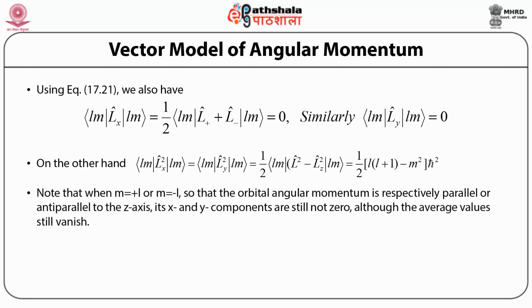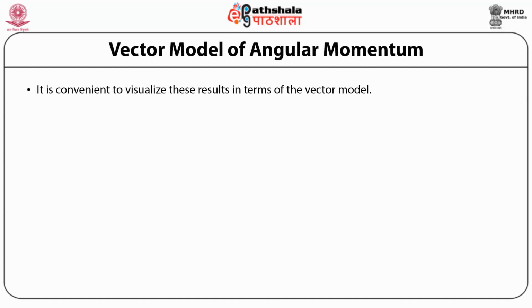Note that when m is equal to +1 or m is equal to −1, so that the orbital angular momentum is respectively parallel or anti-parallel to the z-axis, its x and y components are still not zero, although the average values still vanish. It is convenient to visualize these results in terms of the vector model.